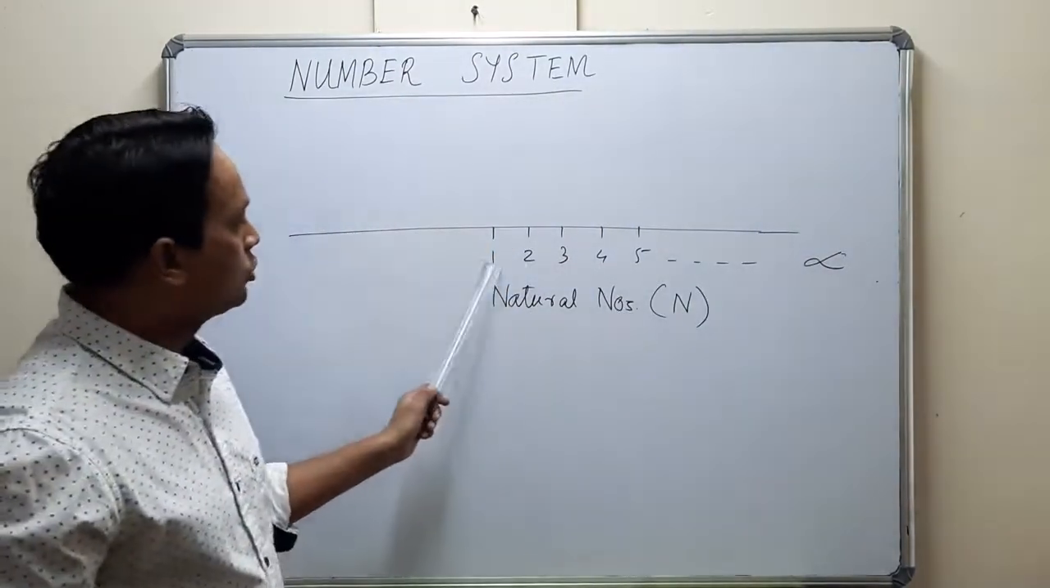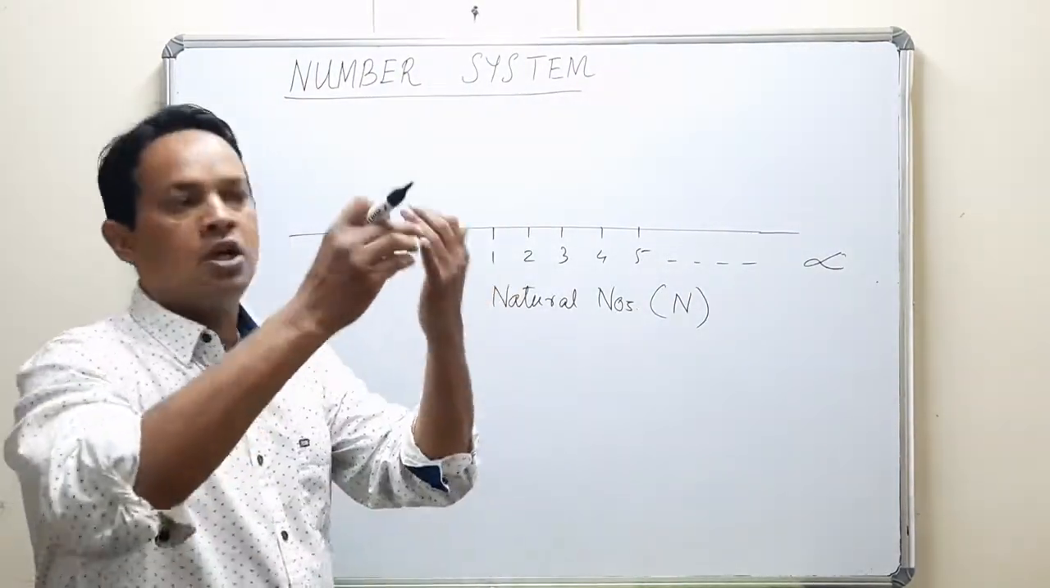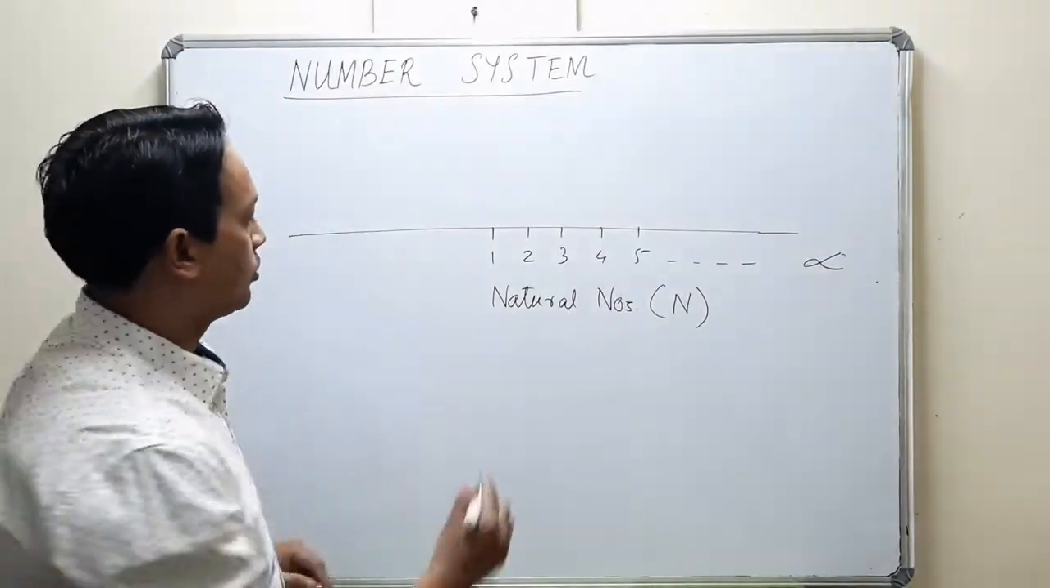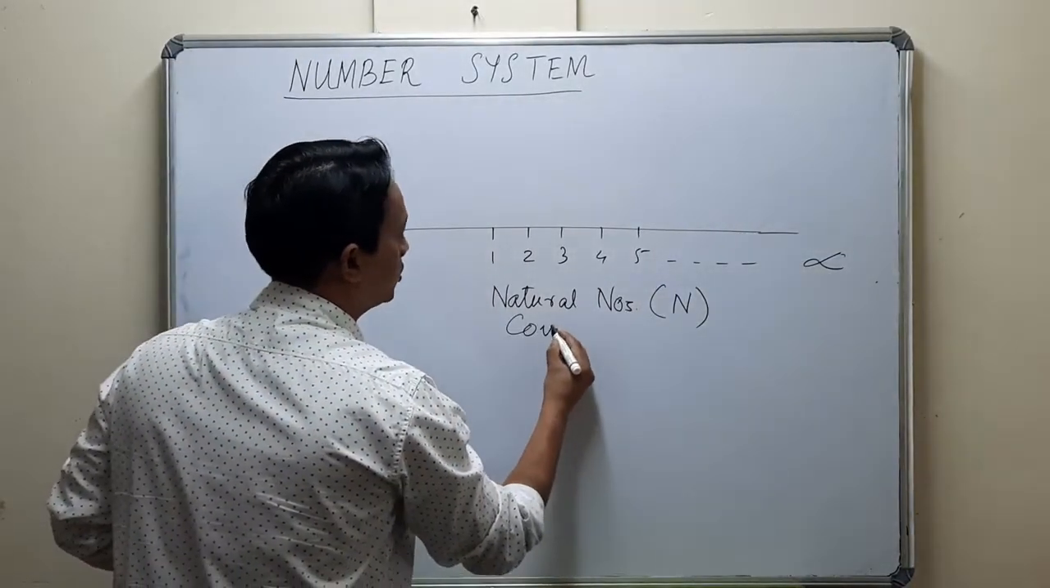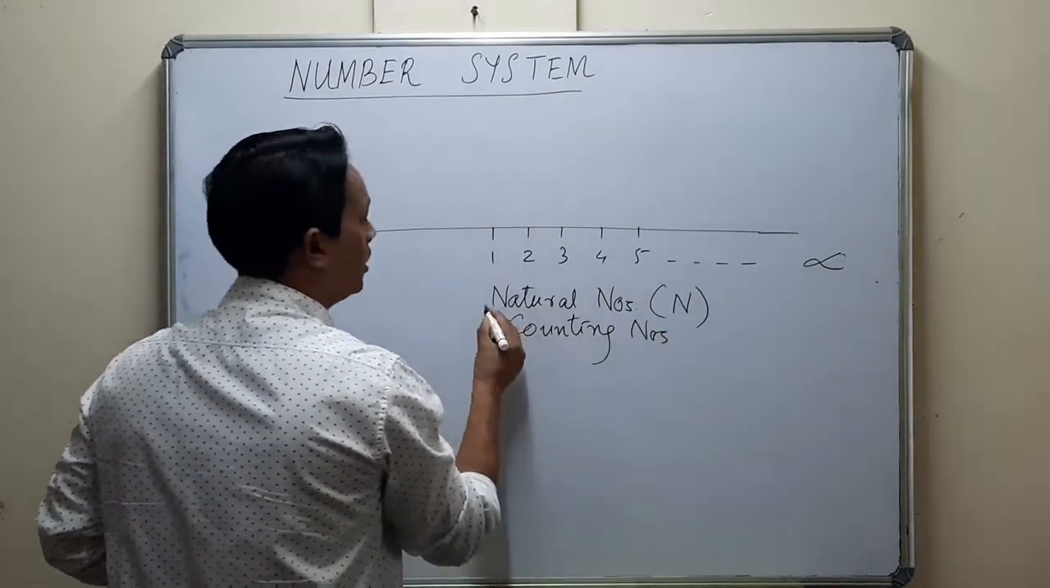And these numbers are also used for counting. When we count anything, supposing we want to count how many fingers are here, we use 1, 2, 3, 4. So we always use these numbers for counting, so they can be called the counting numbers. So the natural numbers are the counting numbers.